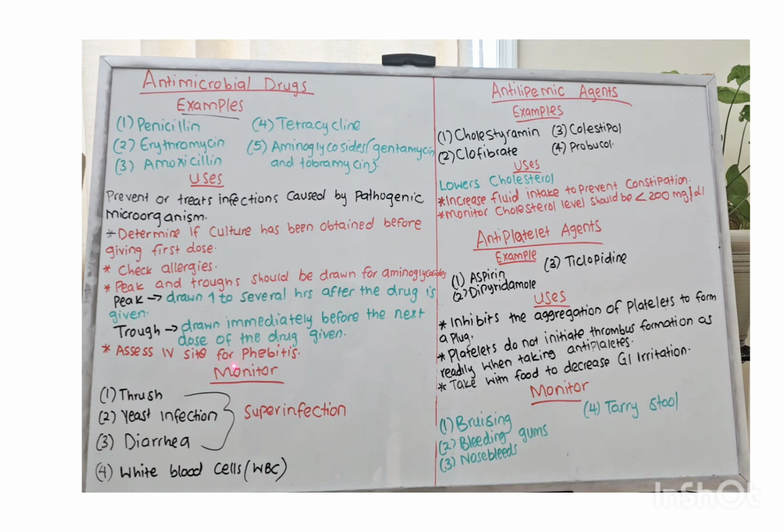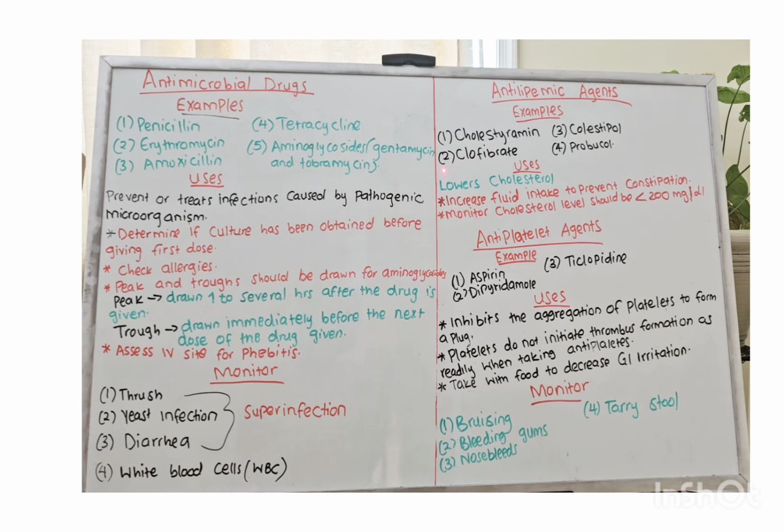Assess IV site for phlebitis. Monitor for thrush, yeast infection, and diarrhea. These three side effects, thrush, yeast infection, and diarrhea, are called superinfection and are usually common when the patient is taking antibiotics. Monitor white blood cells. The antibiotics usually should work between 24 to 48 hours. The patient should be feeling better.